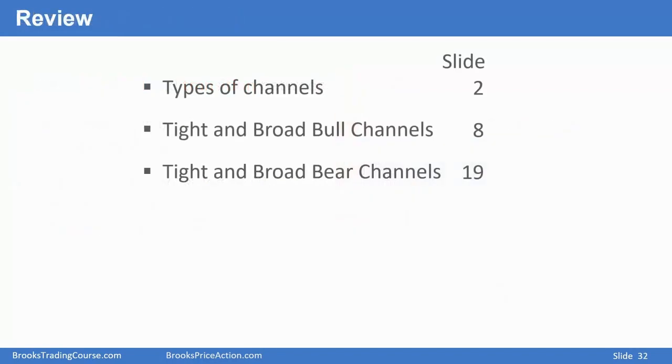In this video, I talked about the different types of channels. They can be horizontal, like a trading range. They can be expanding or contracting, like a triangle. Or they could be rising or falling diagonally, like a bull trend or a bear trend. I then talked about tight and broad bull channels. And finally, I talked about tight and broad bear channels.